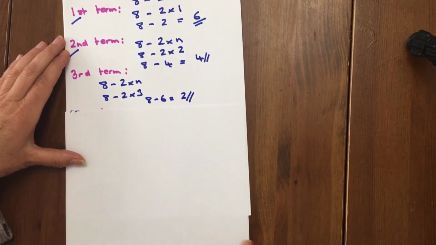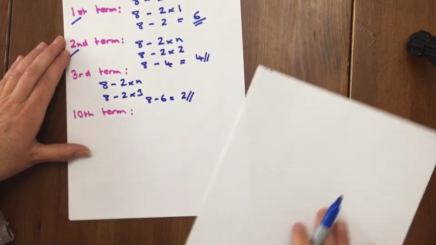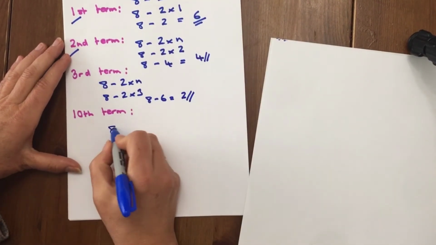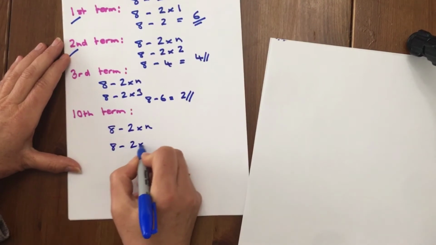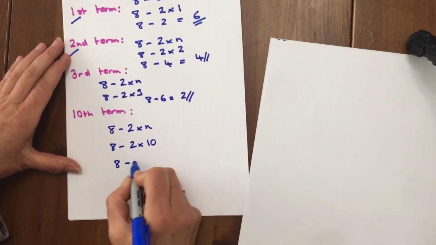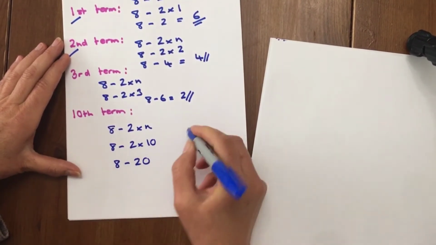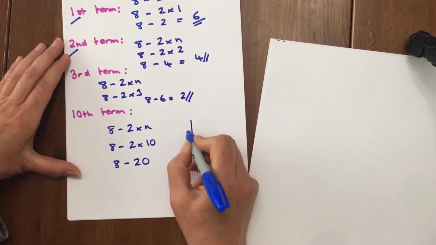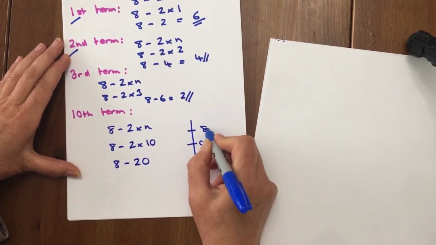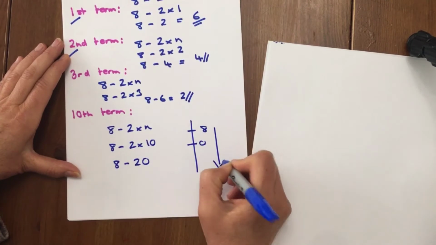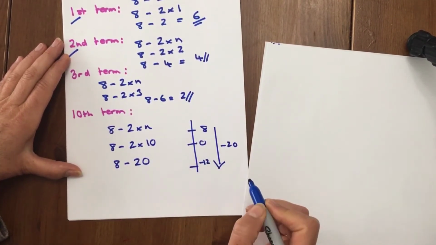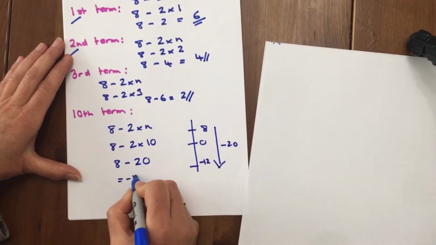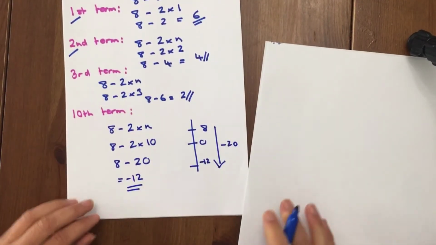Okay, I won't do the 10th term. Actually, I will, let's do the 10th term as well. 8 minus 2 times n, where n is 10 for the 10th term. 8 subtract 20, so think of your number line, we've got 0, we've got 8. We start at 8 and we're going to go down 20 and we'll end up at negative 12. And my answer is negative 12.